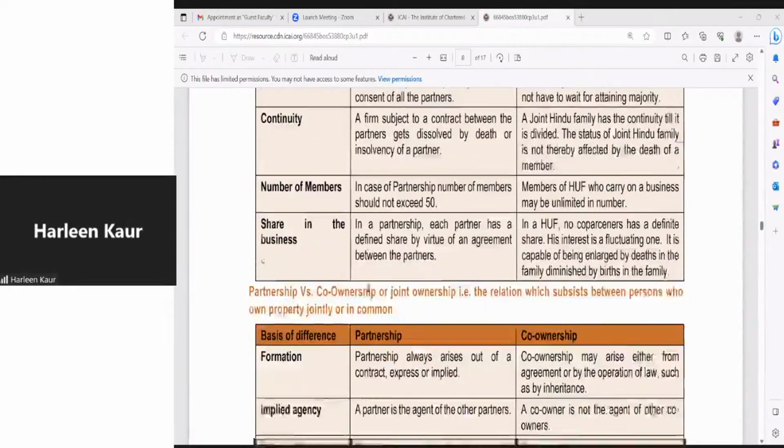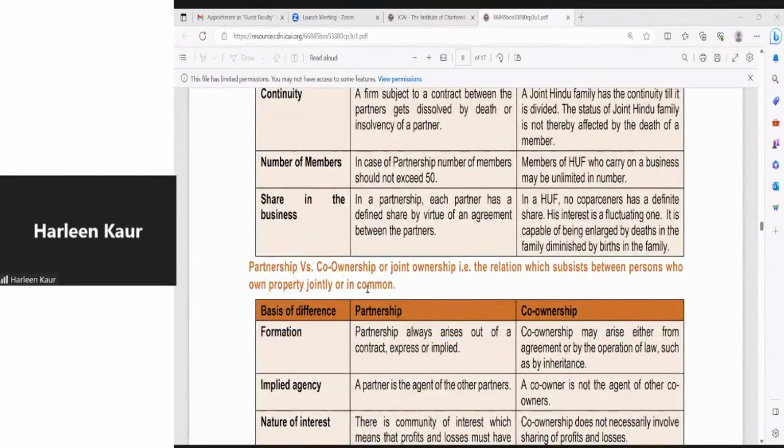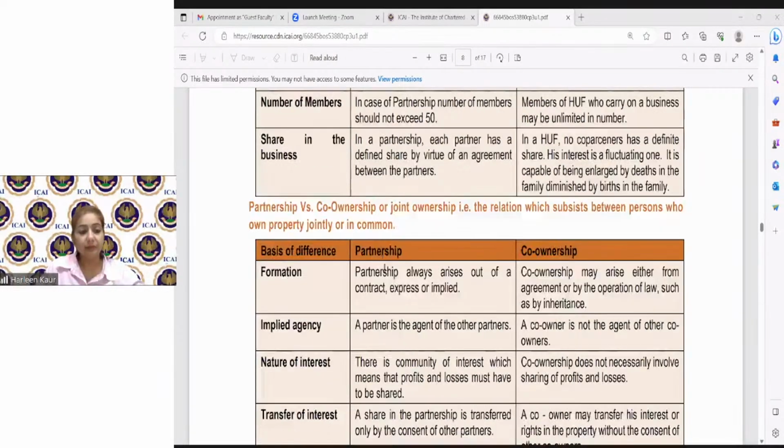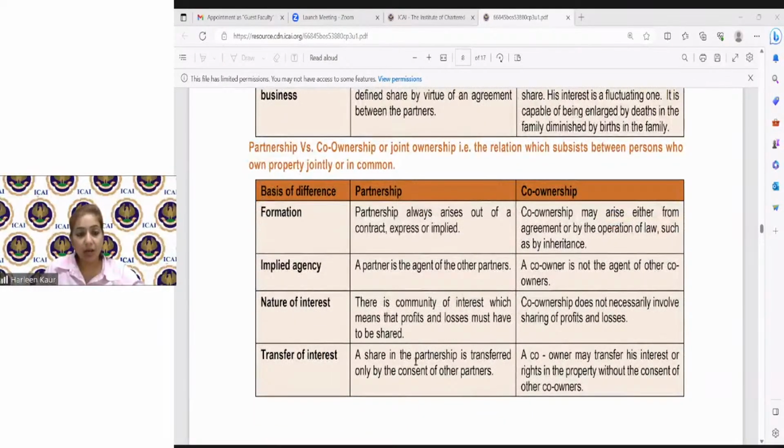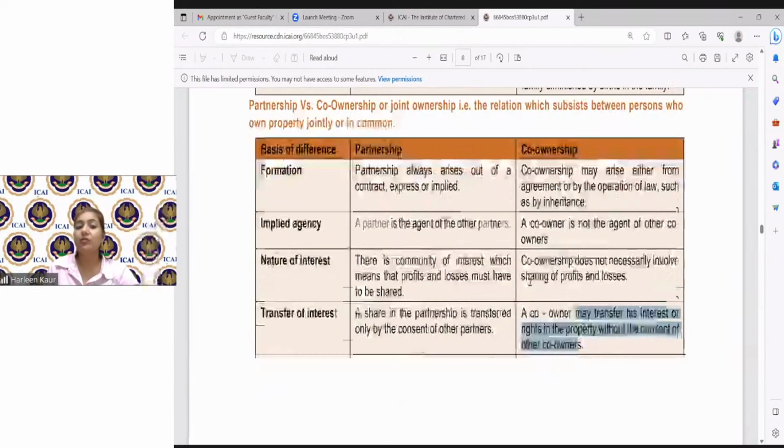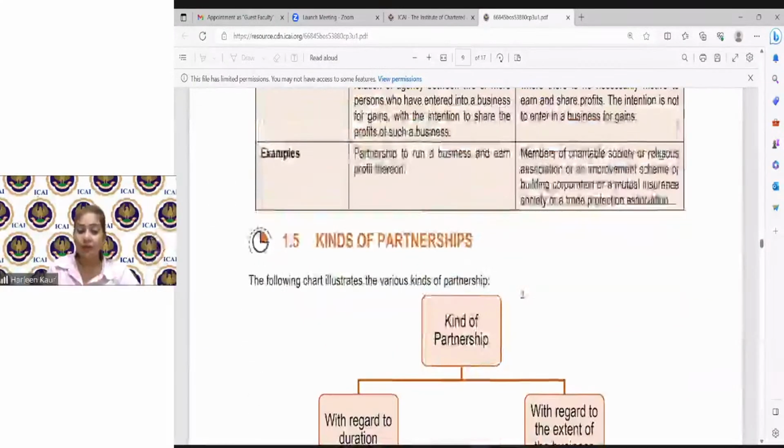Partnership versus co-ownership is also known as joint ownership. Rest of it. It arises out of a contract. So this was the point that you all are asking. Here he can transfer his interest without the consent of other co-owners. So you don't have to take the consent of other owners. However, in partnership, you can transfer only with the consent of other parties. So the smaller version of these points of differences have already been written in the presentation.